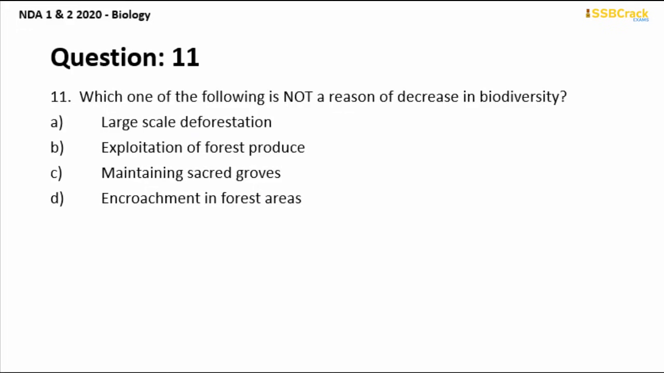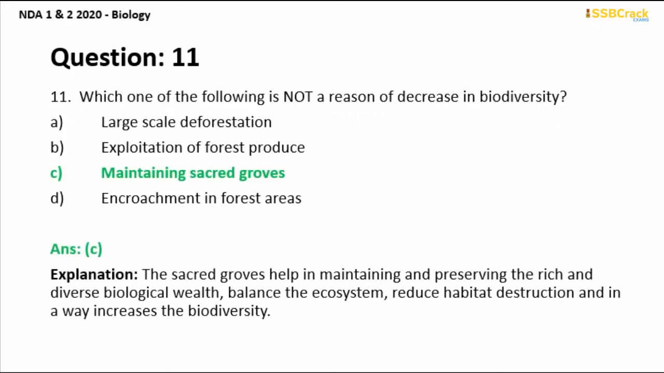Question number 11. Which one of the following is not a reason for decrease in biodiversity? Option A large scale deforestation, option B exploitation of forest produce, option C maintaining sacred groves, option D encroachment in forest areas. So what is the answer here? Yes, option C, maintaining sacred groves. Among all these options we need to choose the option which doesn't decrease biodiversity.